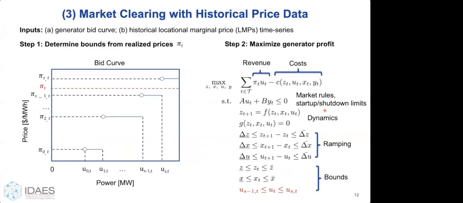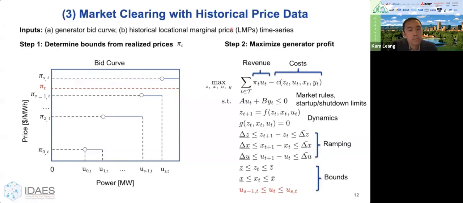So the way that this works is we have as inputs a bid curve and these historical prices. The first step is to take the bid curve and look up the historical price. That gives these bounds on power. Those then enter into an optimization problem. The way to interpret this market clearing is: what is the best schedule that maximizes revenue for the generator, but is constrained by their bid curve and the historical prices? So it's kind of like an upper bound, estimating an upper bound on revenue, but using bidding.